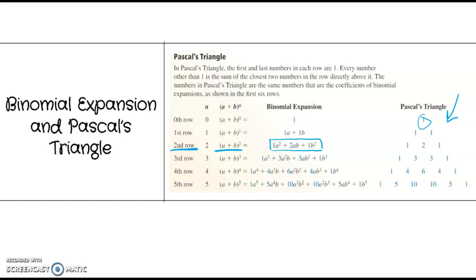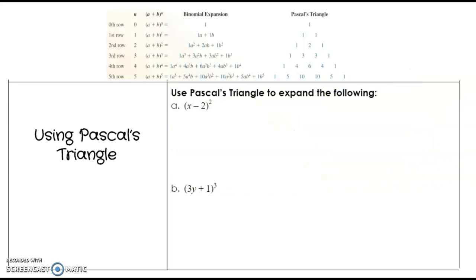So we should have coefficients of 1, 2, 1, which will follow the expansion 1a squared plus 2ab plus 1b squared. So we can use this instead of multiplying out by hand. Okay, so let's practice a couple.